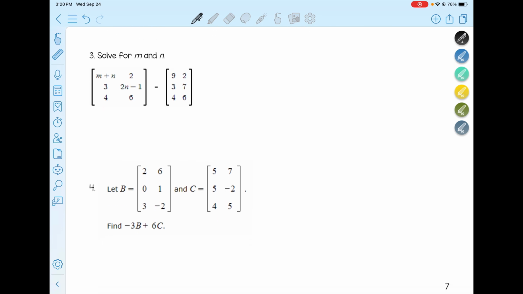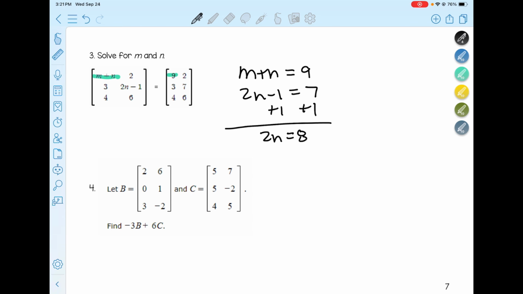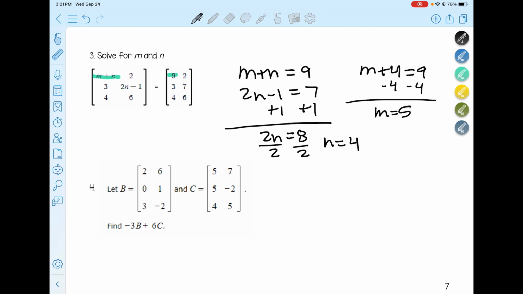For 3, when we're looking at this, we want to solve for m and n. Remember, we can make a system of equations because these two numbers would equal each other and these would equal each other. So I'm going to go ahead and write this out. I'd have m plus n equals 9, and I'd have 2n minus 1 equals 7. I can actually just solve the bottom one, so I'm going to add 1 to both sides to get 2n equals 8. Divide both sides by 2, leaving me with n equals 4. I'm going to plug that back into the top equation, so I get m plus 4 equals 9. Subtract 4 from both sides, leaving me with m equals 5.